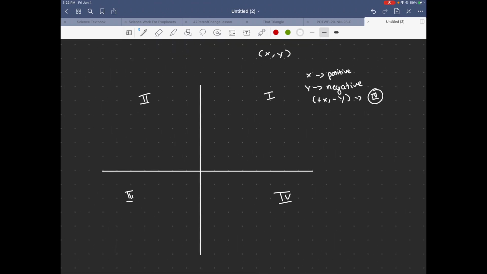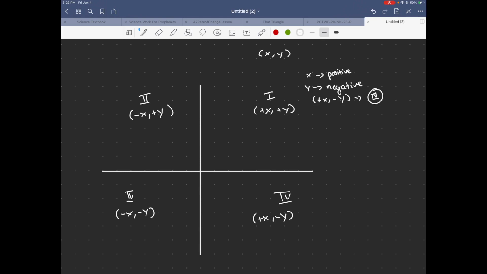These quadrants are separate. So quadrant 1 is plus x, plus y. Quadrant 4 is plus x, minus y, because onwards is positive x. This is negative x and negative y. And this is negative x and plus y.